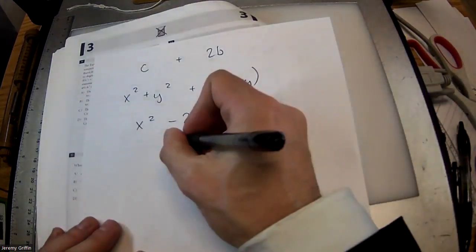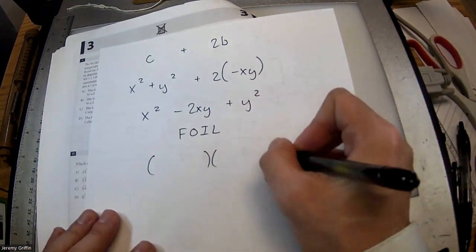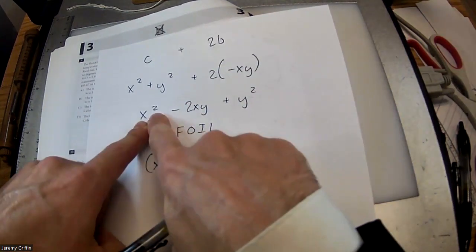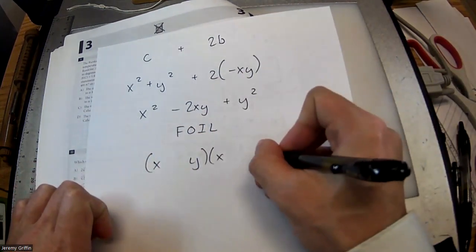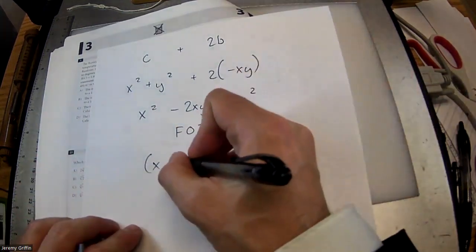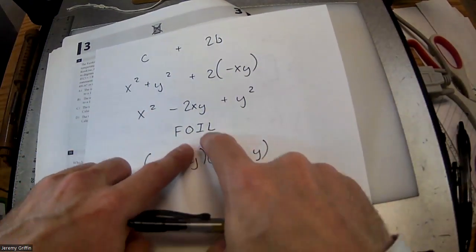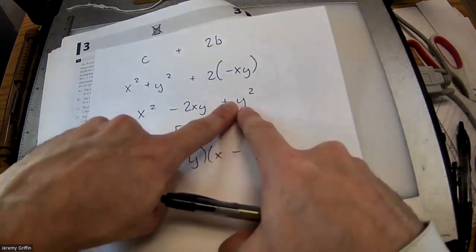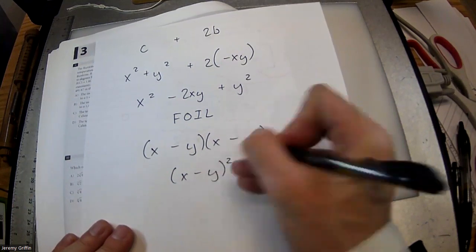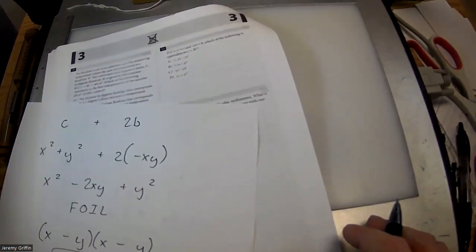Okay. Then I'll reverse FOIL. I'm going to write FOIL even though I'm doing it backwards. Maybe FOIL could check my answer. So first, I need an x and an x so I can get x squared. I need a y and a y at the last so I can get the y squared, right? And then negative 2xy. Should I do minus and minus? First, outside, inside, last. That checks out, right? Is that the same thing as x minus y quantity squared? Right, which is option C.